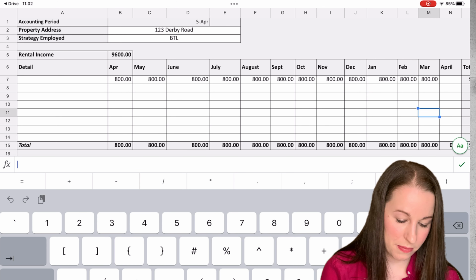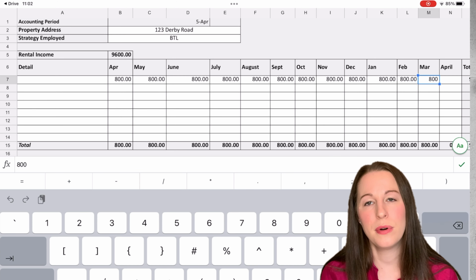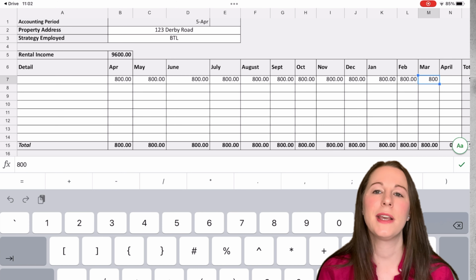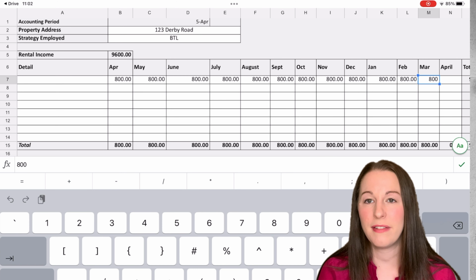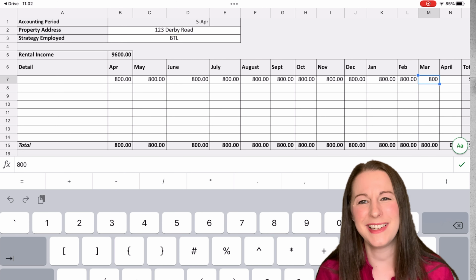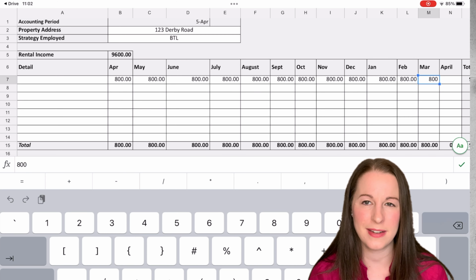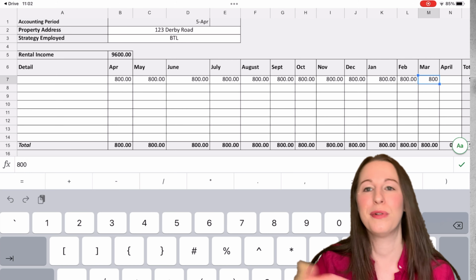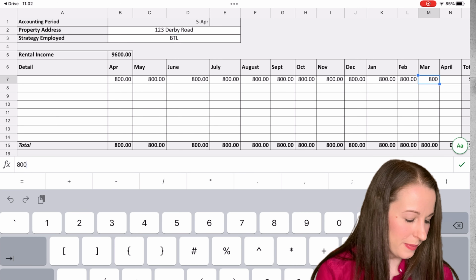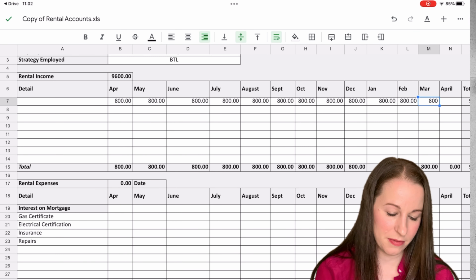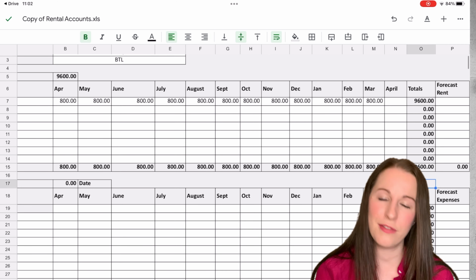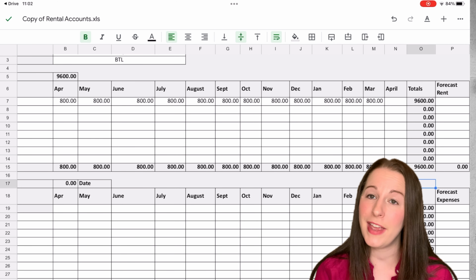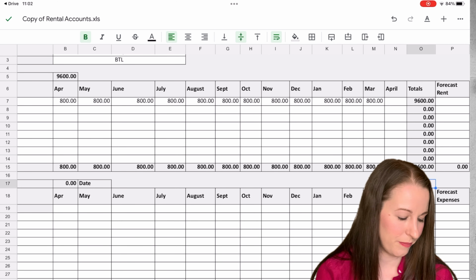Now, I've got 12 months, I've not put any in the 2nd April, and the reason there's 2 Aprils is because the tax year runs from the 6th of April to the 5th of April, and depending when you actually incur that expense, it may or may not tick the box of whether it's the 1st April or the 2nd April. Now that kind of gives me an idea of my income. So for this property, I've got 9,600 of income at my 800 per month.